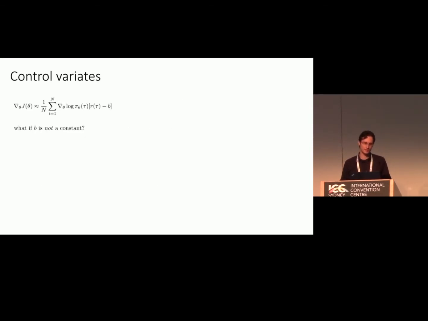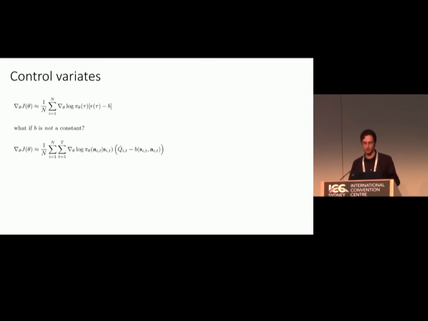Now, we can get a little more fancy. We can actually choose b to not be a constant, and in some cases this is still okay. This is sometimes referred to as control variance. For instance, we can take this estimator with the reward to go, and we can subtract some state-dependent baseline. The state-dependent baseline is still unbiased because the distribution here is with respect to A. It's A given S. So the same theorem as the one on the last slide still shows that this is unbiased. You can also try subtracting a baseline that depends on both the state and the action.